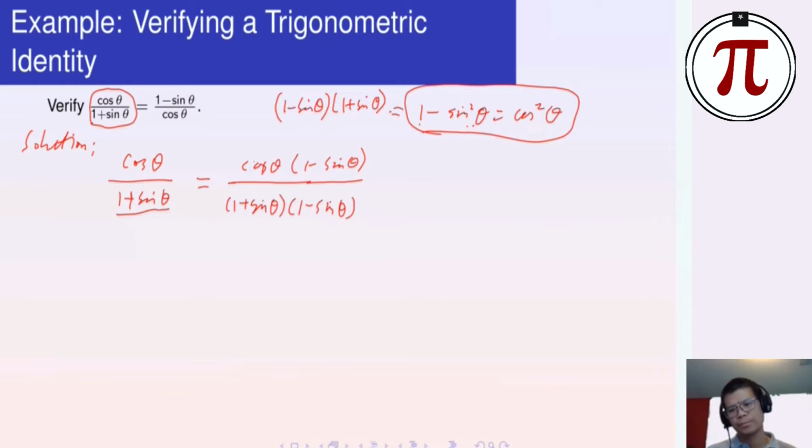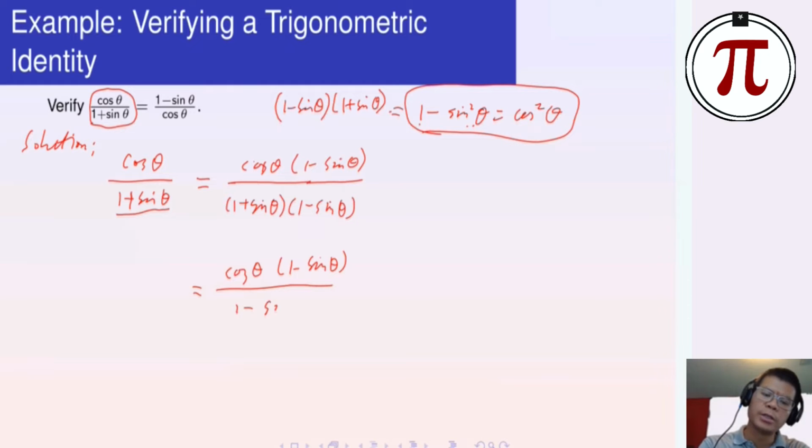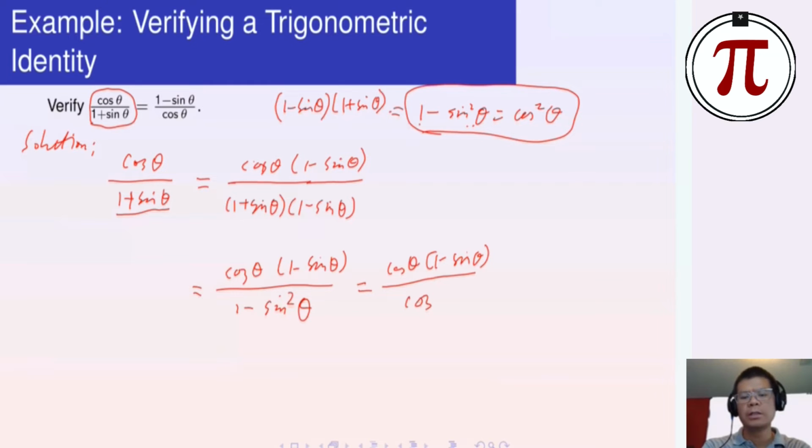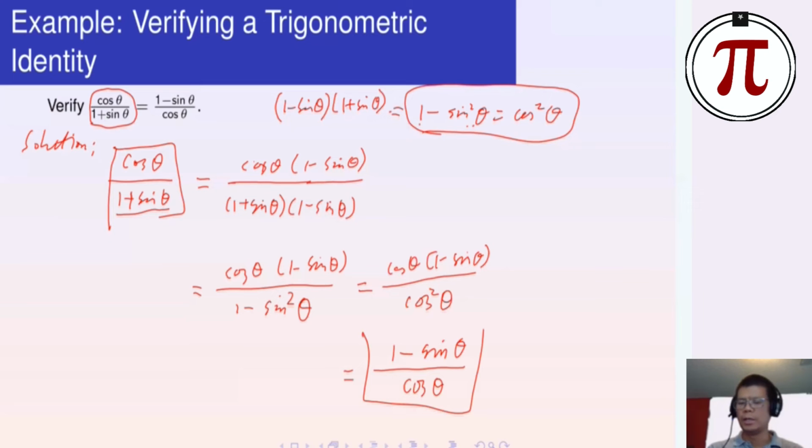Okay. So then this one equals what? Cosine theta times 1 minus sine theta. On the bottom, it's 1 plus sine times 1 minus sine. So that's 1 minus sine square theta, right? And then this means it equals cosine theta times 1 minus sine theta over, by the Pythagorean identity, cosine square theta. Now cosine theta and cosine square theta, they can cancel one out. So this one equals what? 1 minus sine theta over cosine theta. Does that make sense? Okay, so therefore we proved that the left-hand side equals the right-hand side.